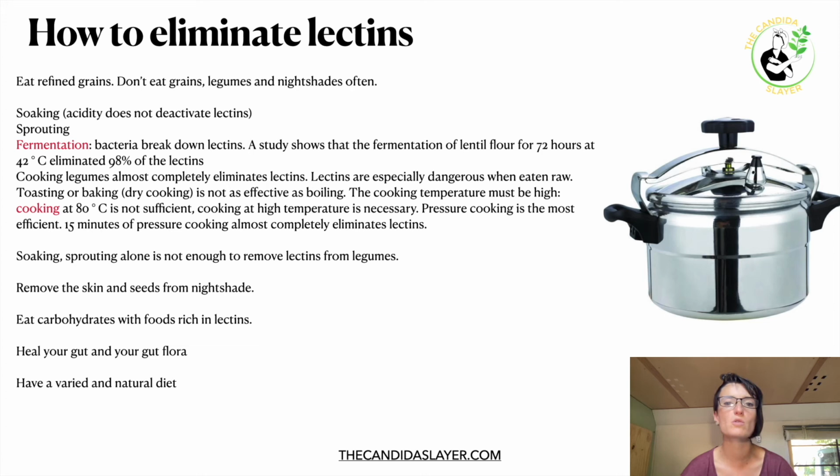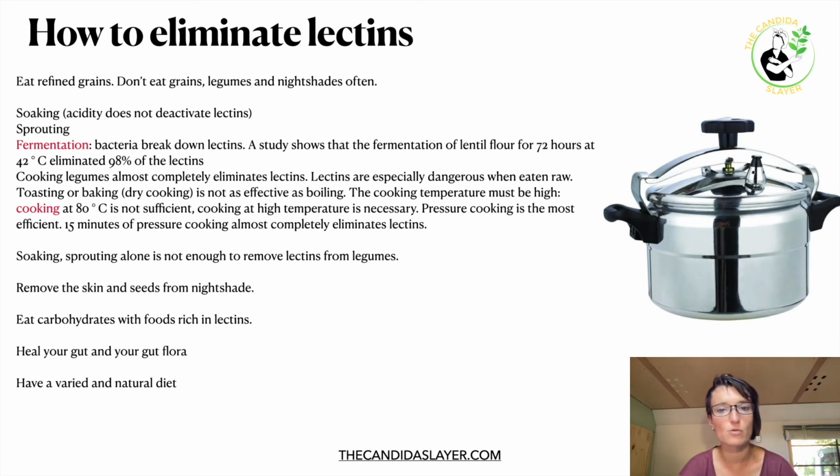A study shows that the fermentation of lentil flour for 72 hours at 42 degrees Celsius eliminates 98% of the lectins. So fermentation is a good process to eliminate lectins, but it's usually not enough. You better ferment and cook, both of them. Cooking is actually the most important part. Cooking legumes almost completely eliminates lectins.